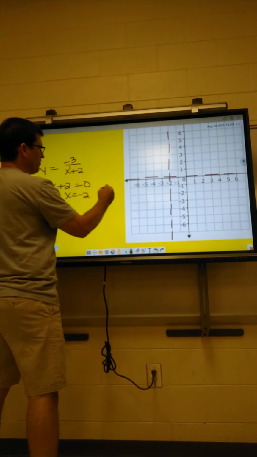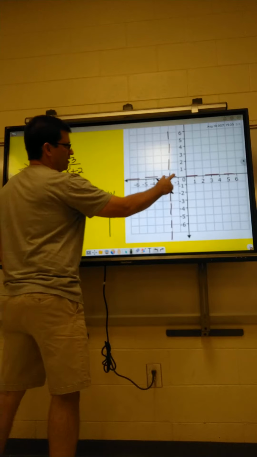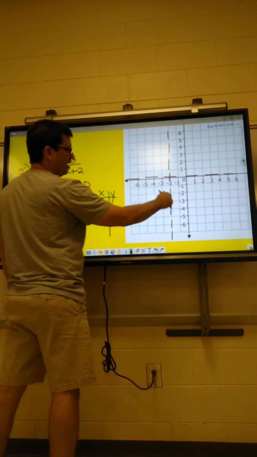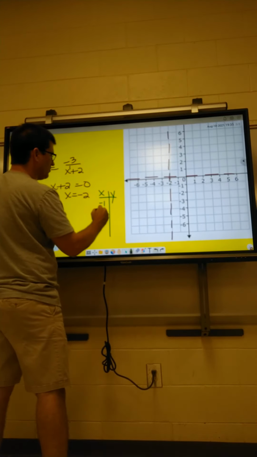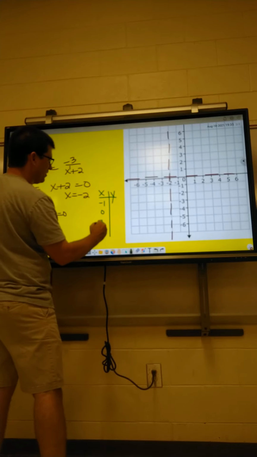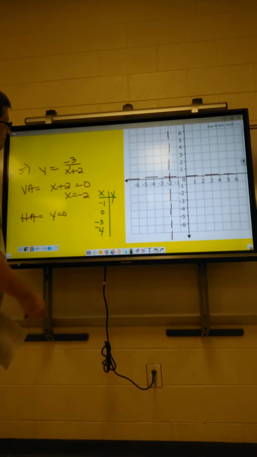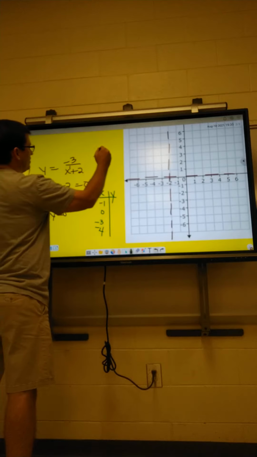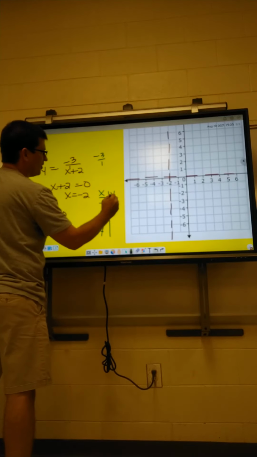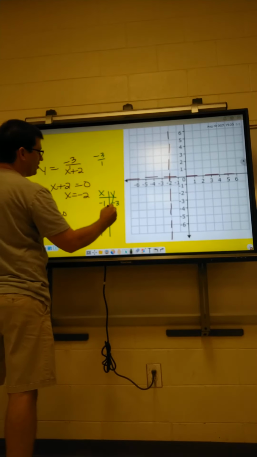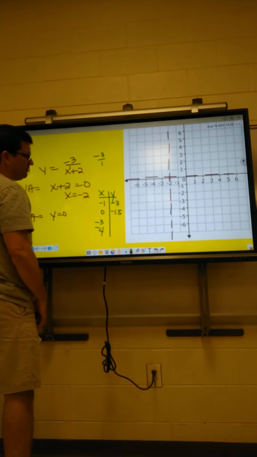All right, hopefully everybody remembers how we plug in our numbers. 2 on the right, 2 on the left. 2 on the right is -1 and 0. 2 on the left is -3 and -4. All right, so I'm going to plug in -1. I get -3. Plug in 0, I get negative 1.5.